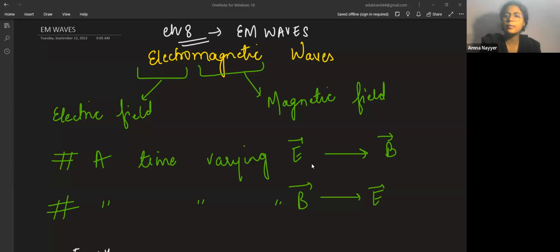See, in the last class, we started with EM waves. We were doing the properties of EM waves. We couldn't complete it. Let us just complete all the properties. And I told you displacement current is also left to be discussed.